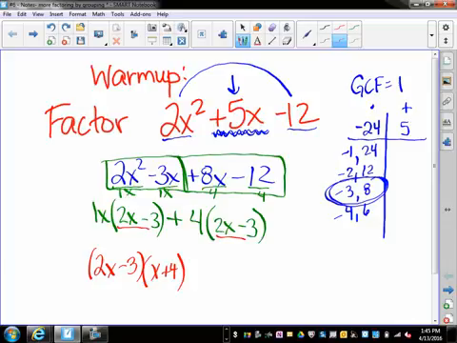Anybody get at least halfway there? Did anybody actually get the whole thing? Oh, so you can put the 1 in front of the x. No, it's not necessary. I mean, you can, but it's not needed.